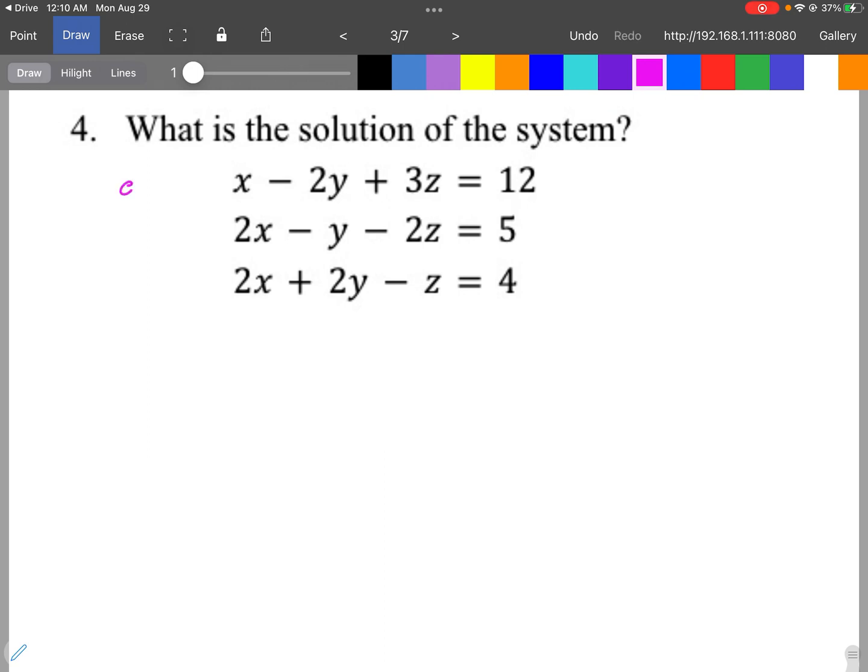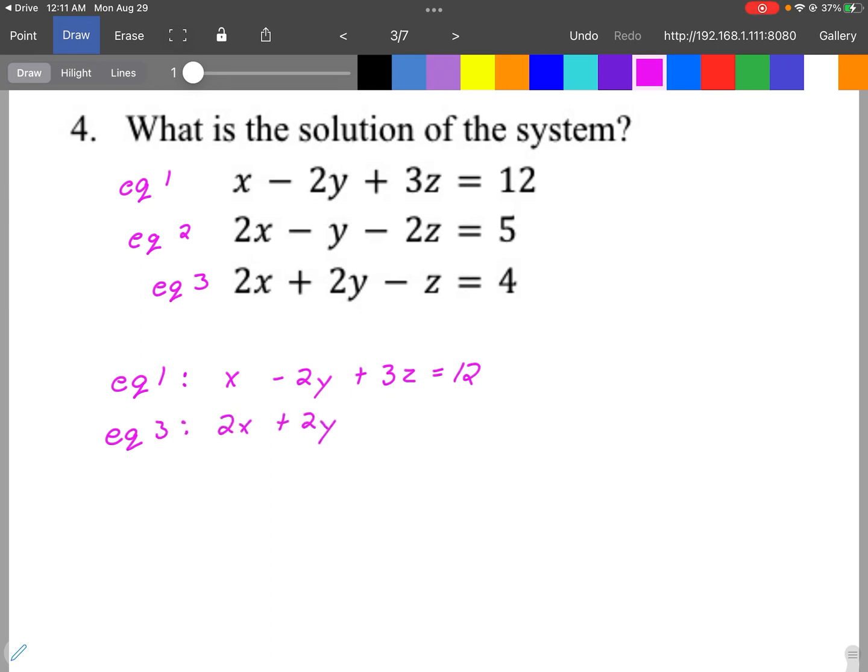So we're going to start with the ones that cancel just the way they are. So equation 1, equation 2, and equation 3. So we said that equation 1 and equation 3, the y's would cancel just the way they are. So that's where we're going to start. So equation 1 was x minus 2y plus 3z equals 12. Then equation 3, just the way it is, 2x plus 2y minus z equals 4. And we're going to combine those together.